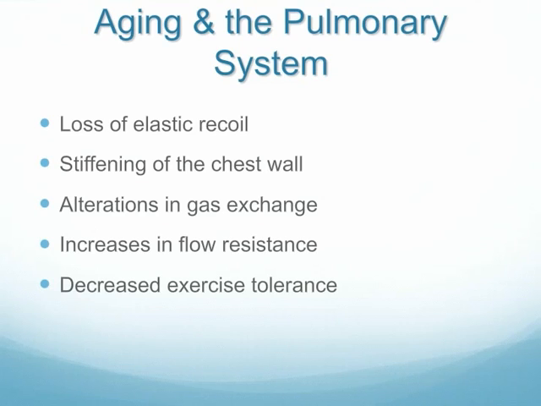As we age, there is a loss of elastic recoil that occurs. There's stiffening of the chest wall. There can be alterations in gas exchange as a result of the loss of elastic recoil and stiffening of the chest wall. There's an increase in our flow resistance as a result of the loss of elastic recoil and stiffening, and decreased exercise tolerance as a result of all of the above. So these changes that occur as a result of aging can decrease our patient's ability to be able to tolerate exercise and to have good gas exchange.